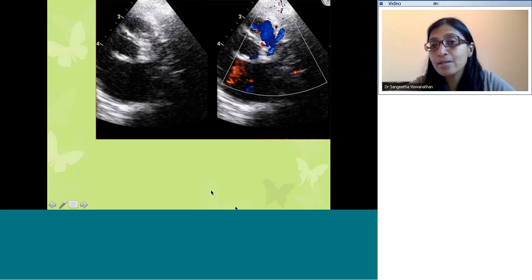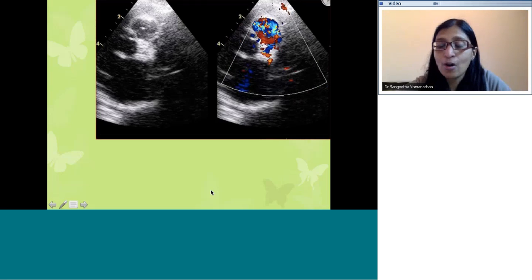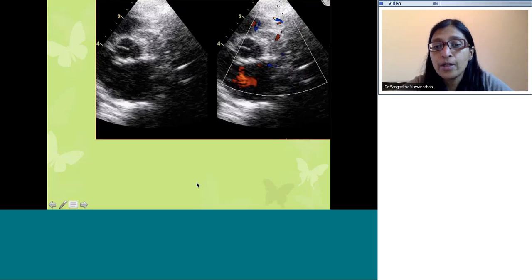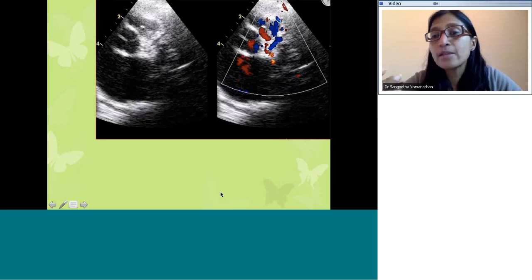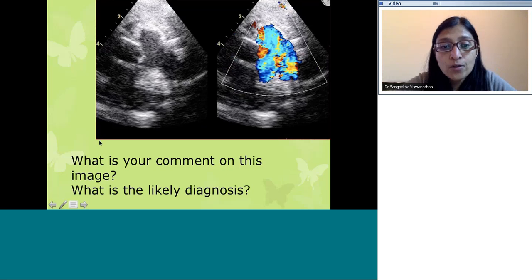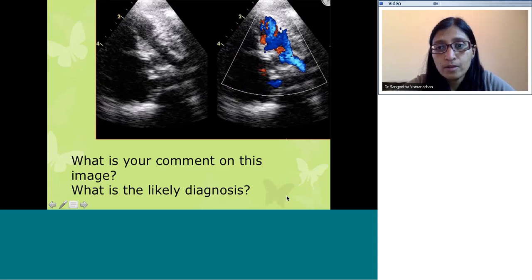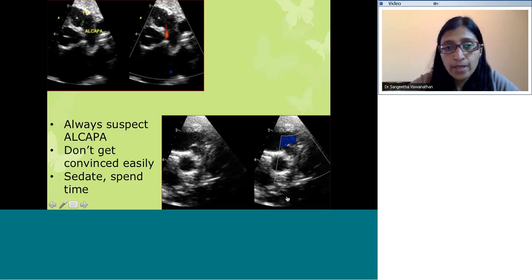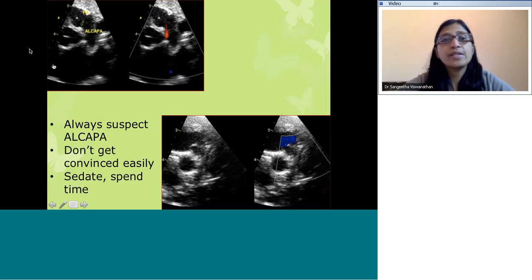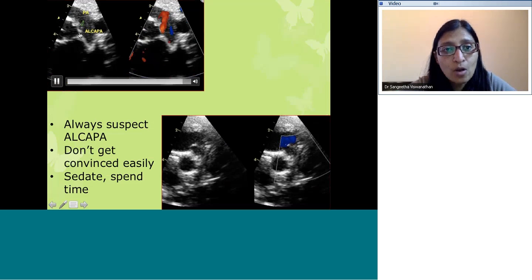So this is suggestive of ALCAPA. So although in the 2D picture you saw that the coronaries seem to arise quite beautifully from the aorta, here once you put the color on, you see that there is abnormal flow pattern. Of course, the ECG will also be a useful guide for you. So always suspect ALCAPA and don't get convinced easily, and you have to sedate and spend time with the patient. So this is what we saw on the 2D.